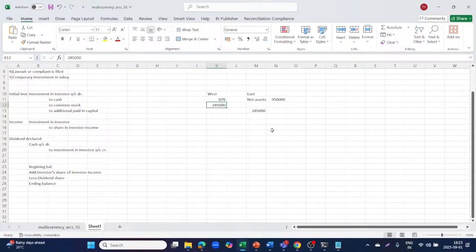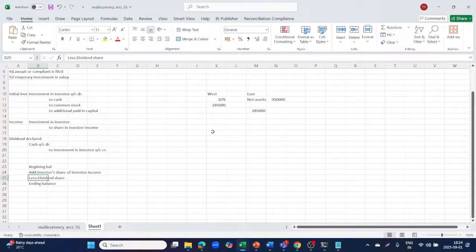Okay, so in that case, now you'll do the calculation: what was the beginning balance of the investor's share. If we reduce your dividend share, then you'll get the ending balance. This is how it needs to be done. You will record the dividend declared, and you will record the income earned by the investee through these entries which I have already shown you on this Excel sheet, and you have to record the initial investment.